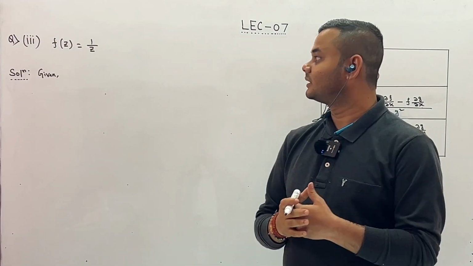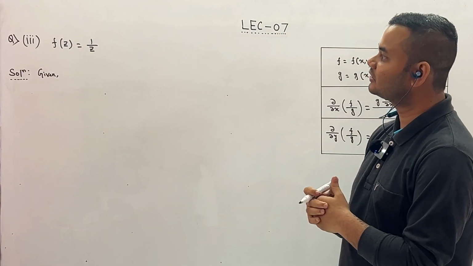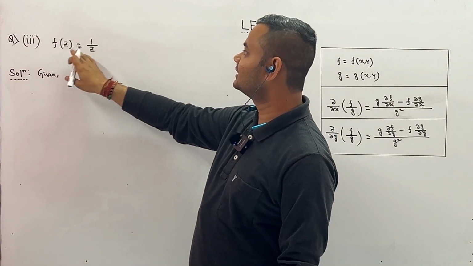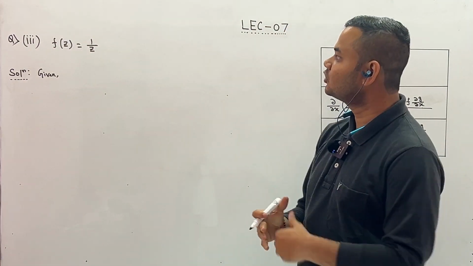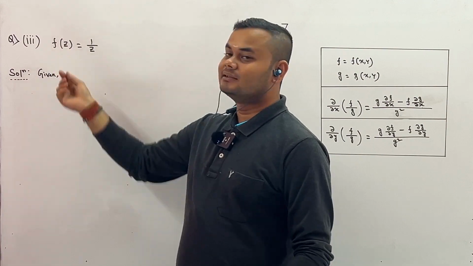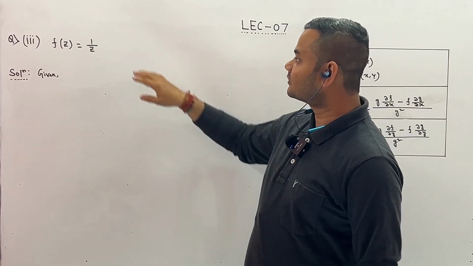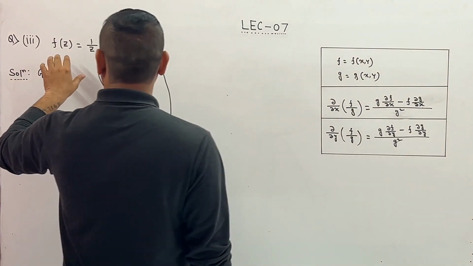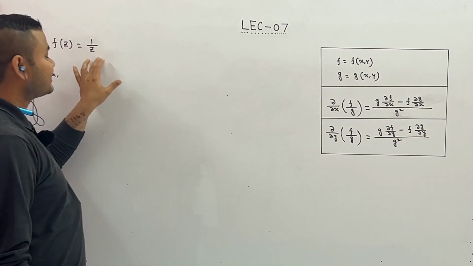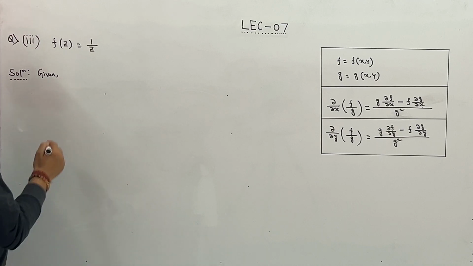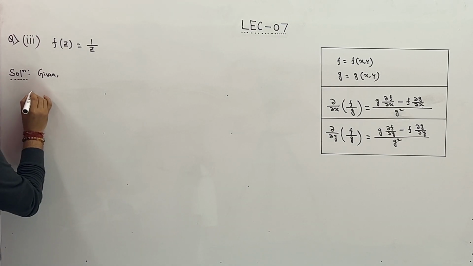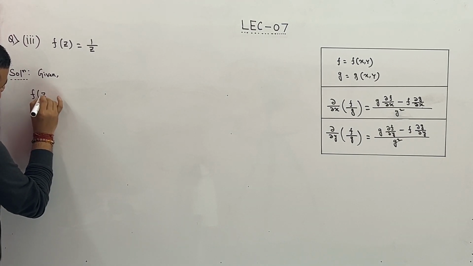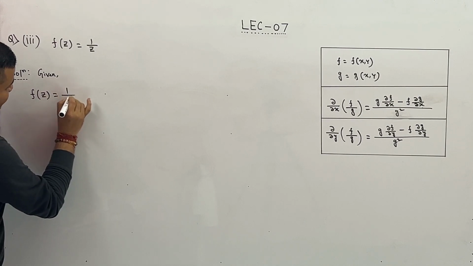Now let us solve the last problem. According to the last problem, f of z equal to 1 by z. Here we have seen that f of z is not given in terms of x and y. So first our task is to represent f of z in terms of x and y. So let us do. Given f of z is equal to 1 by z.